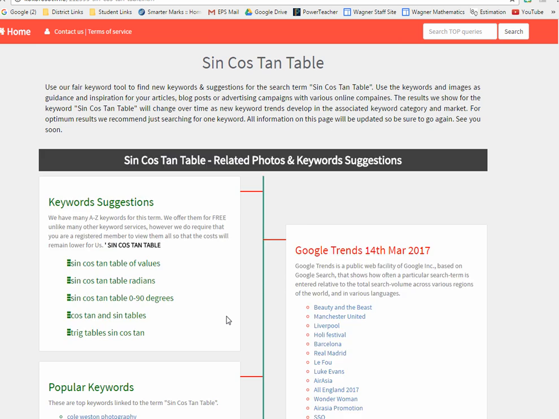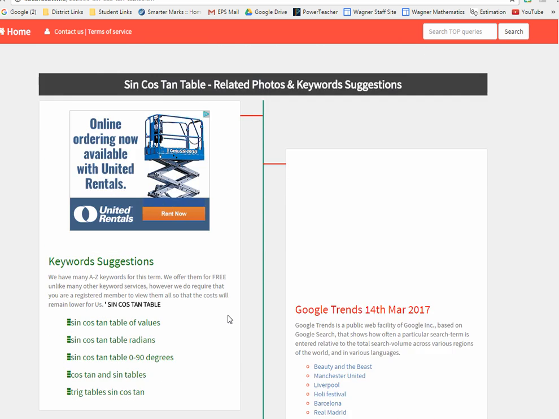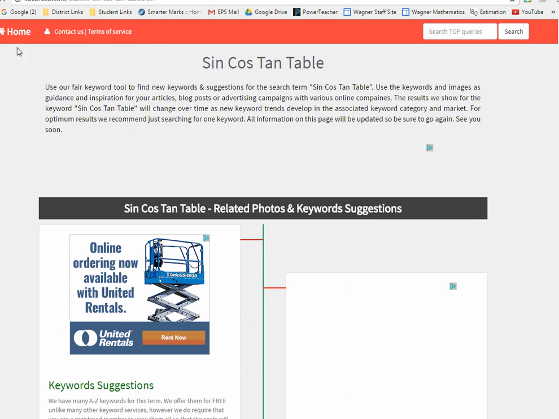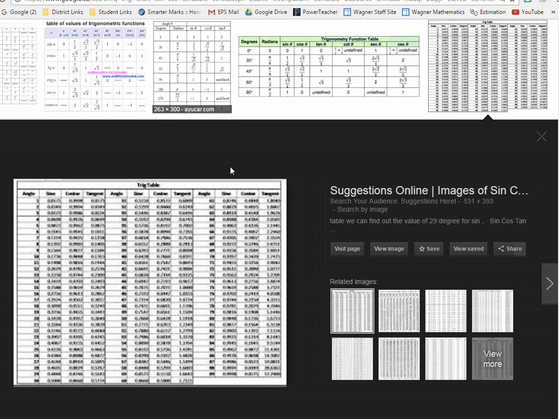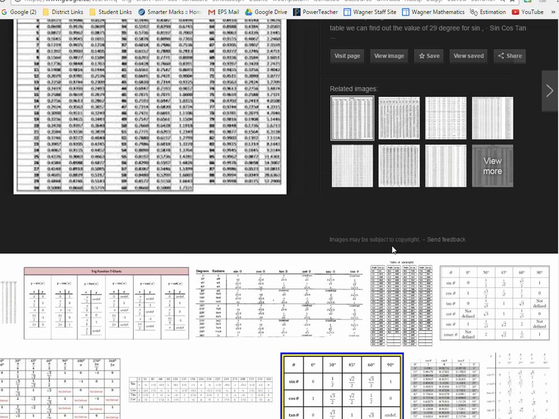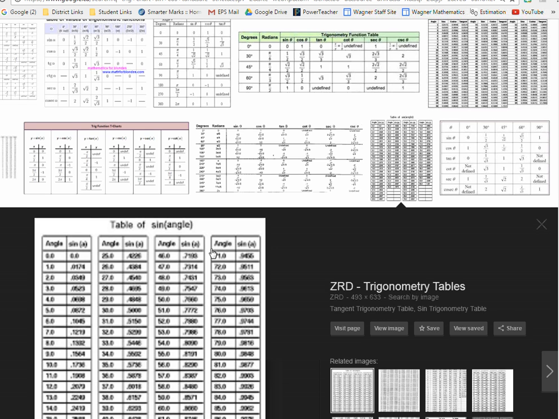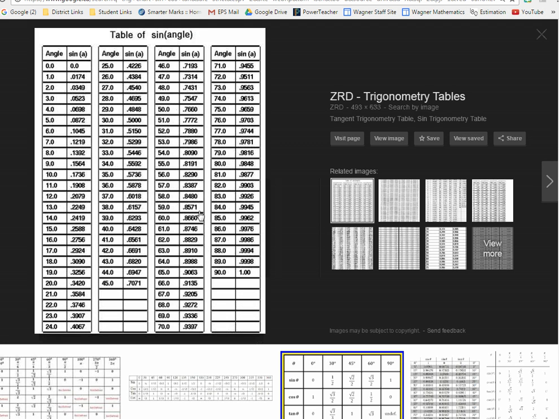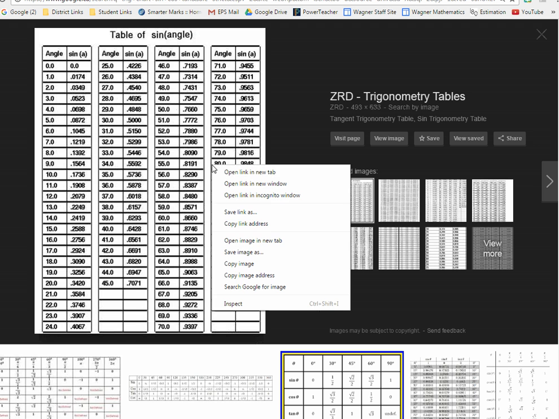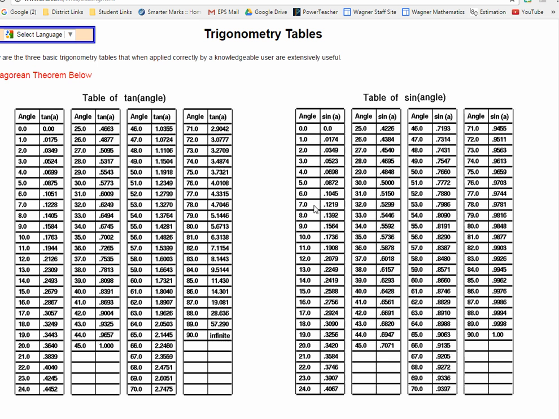Open up. That's a lot of numbers, right? So, come on. That's not what I wanted. That's not helping me. Sine, trig, cos table. Let's find another one, a better one. Okay, that's a little better. Can you see it okay? Good enough? Can I click on this and see? Yeah, there we go. Okay?